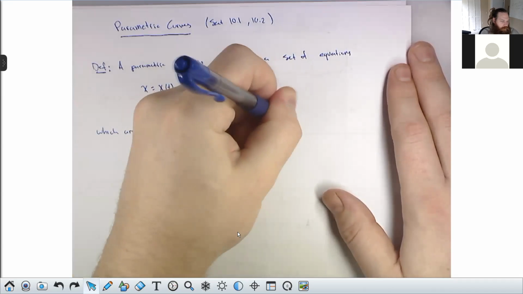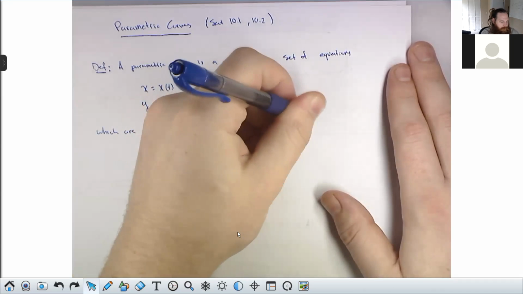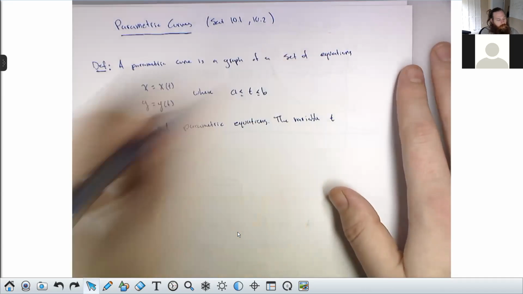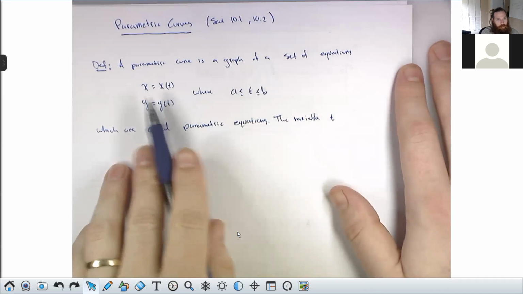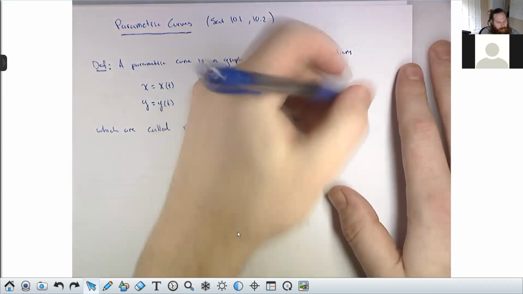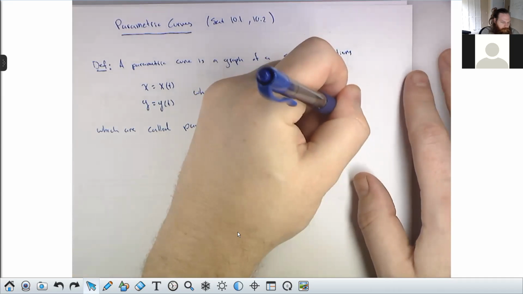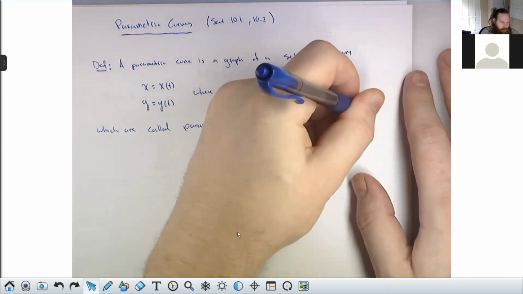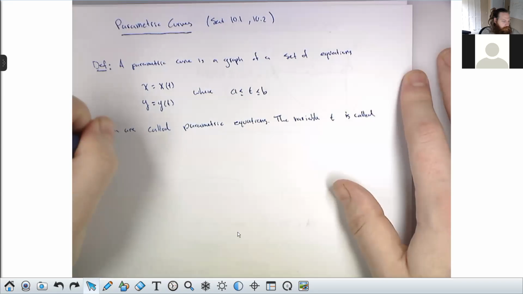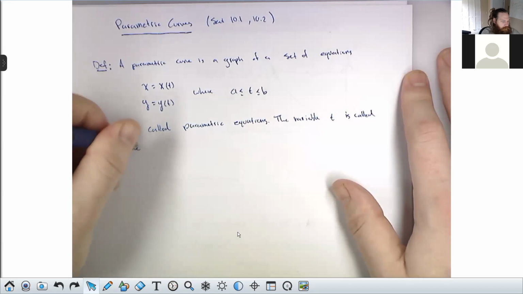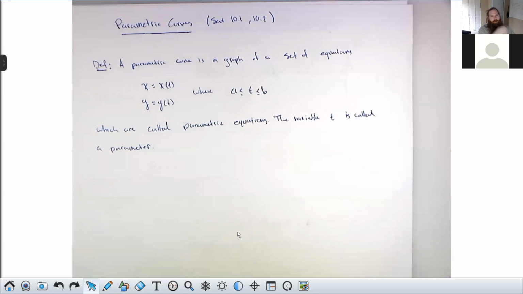The variable t, which usually represents time. By the way, I usually think of this as a moving particle. The variable t, which usually represents time, is called a parameter. And hence the name parametric. The main idea here is that x and y are no longer linked directly to each other.